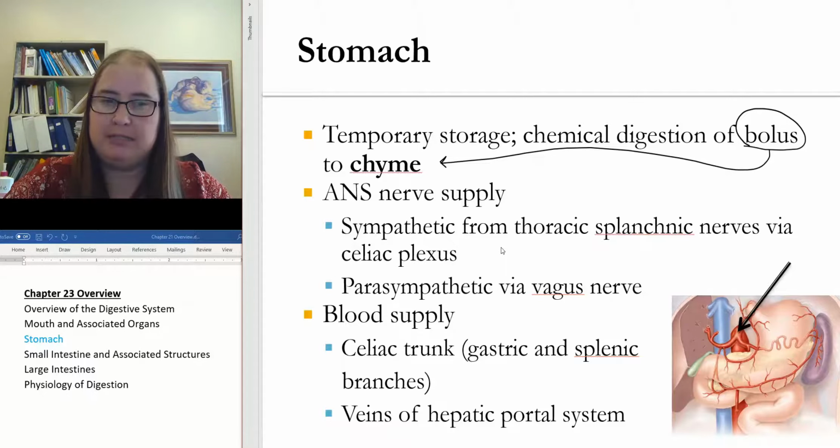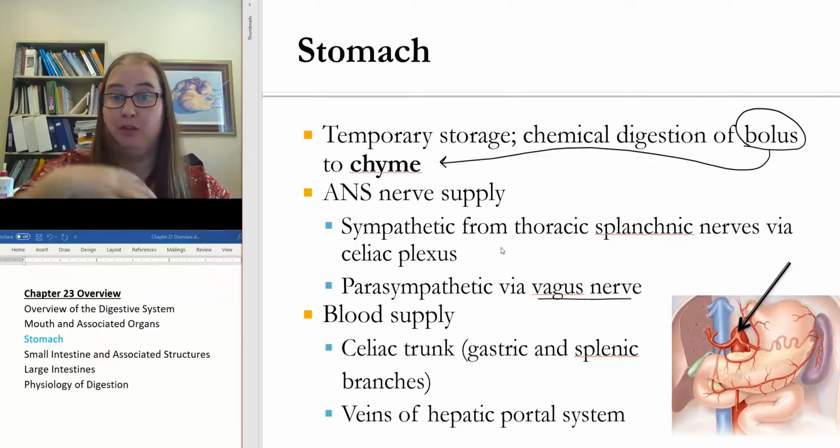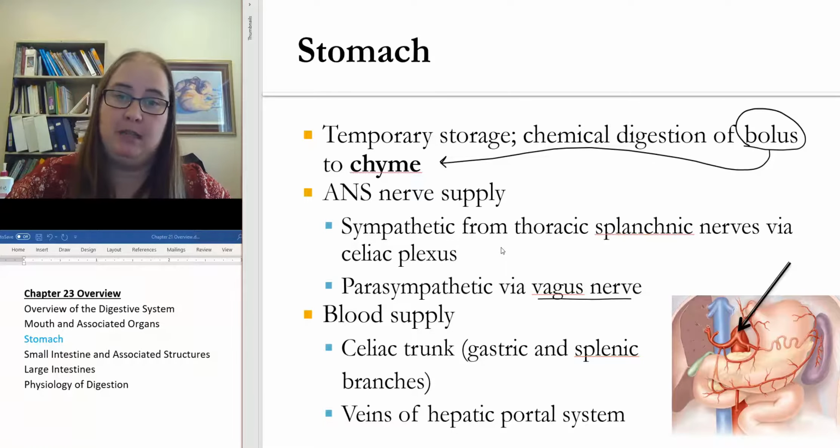Majority of what we'll see is that the parasympathetic involvement comes from the vagus nerve, okay? And that's because that's the only cranial nerve that goes below the cervical region within the body. So the parasympathetic, again, is our rest and digest. The sympathetic comes from the thoracic splanchnic nerve via the celiac plexus. We learned a little bit about this in AMP1, but not extensively.